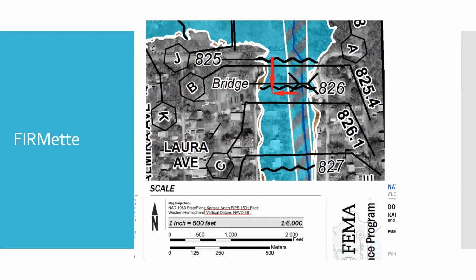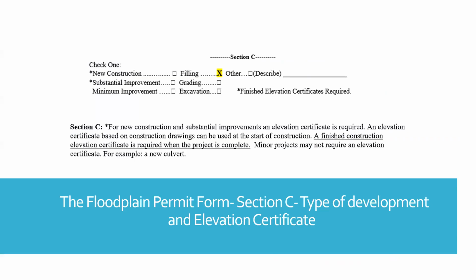Or like I said, traditional paper measurements. So section C is the type of development and making sure that a finished elevation certificate is required and provided. So it's a checkbox, whatever type of development we're doing. And so I've checked off filling because we're going to put in a fill pad, and in this scenario, I would be getting a LOMR-F to take the fill pad out.